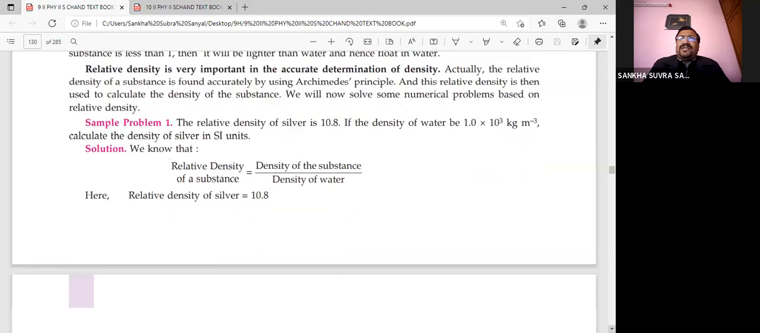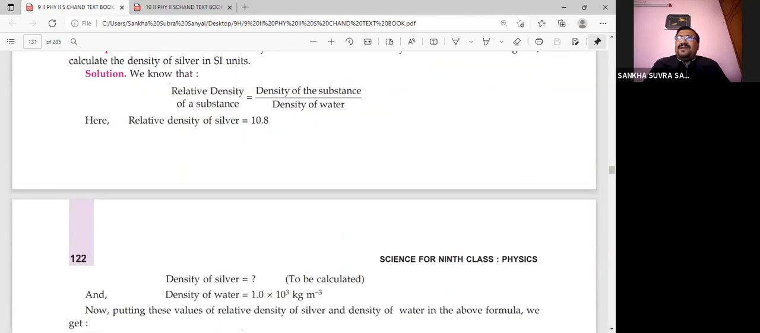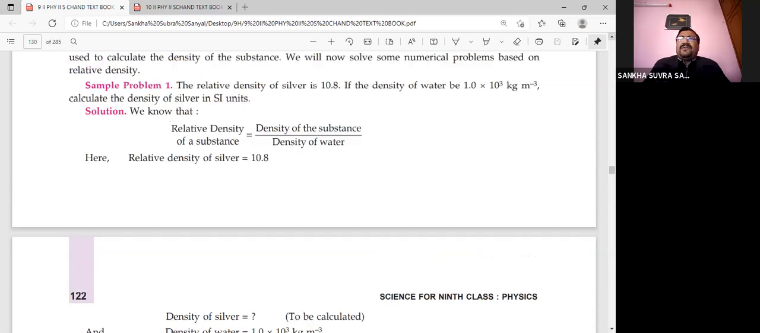We'll focus our attention on one of the numericals given over here. The question says, the relative density of silver is 10.8. If the density of water is 1 into 10 to the power 3 kg per meter cube, calculate the density of silver in SI units. Well, if you know the formula, it's a pretty simple one. Relative density of the substance is 10.8. What is the density of water? It's 1 into 10 to the power 3 kg per meter cube.